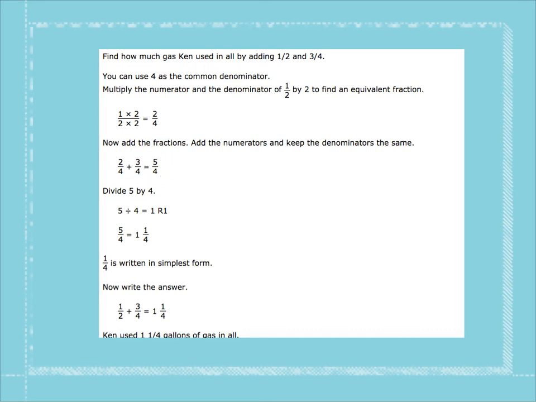That equals 5/4, but that is a fraction greater than 1, so we need to change that. We can see that 5/4 is also equal to 1 1/4 because that 4 goes into 5 one whole time, and you have 1 as your remainder. So 1/4 is already written in simplest form. We can't simplify that anymore. So we know that our whole answer is that Ken used 1 1/4 gallon of gas.